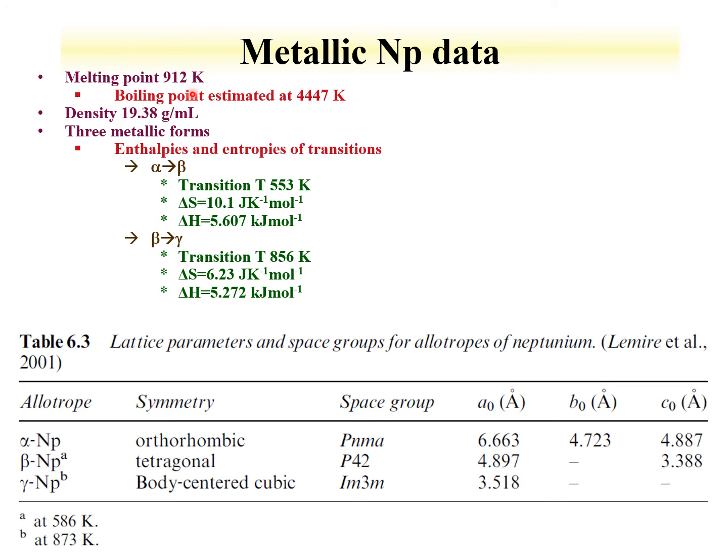Neptunium has a melting point of around 600 degrees C, an extremely low melting point, and has a very high density, close to 20. There are 3 metallic forms. The transition temperatures are listed here: alpha to beta around 500 K, and beta to gamma around 850 K. The symmetries of the phases have been identified: orthorhombic, tetragonal, body centered cubic. And we see this trend again compared to uranium, where at higher temperatures we ended with something similar to body centered cubic.